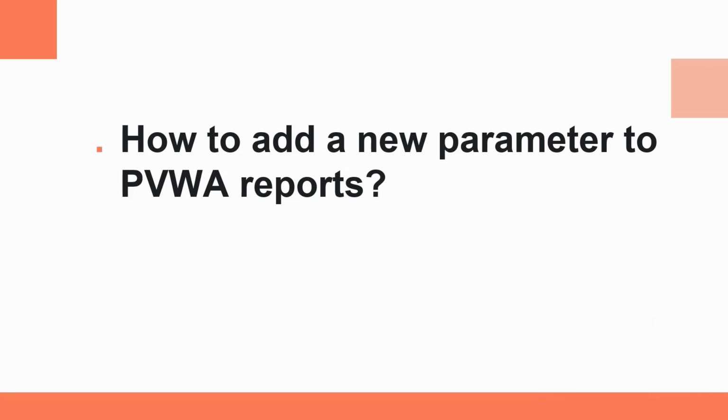So let me repeat the question again. Let's suppose you download a report and you want to find out when this account was onboarded, or when it was created in PVWA. But by default that parameter is not there in the reports. So if you want to know the creation date, like when this account was created, how can you add that parameter and to which file can you add it?